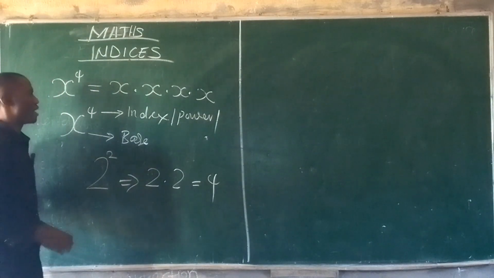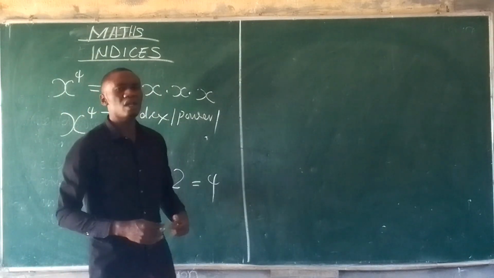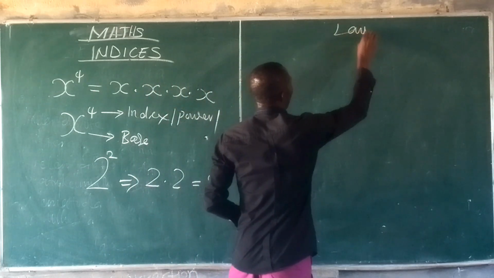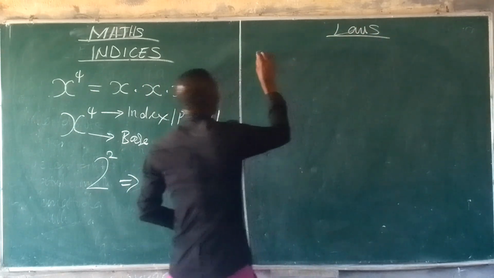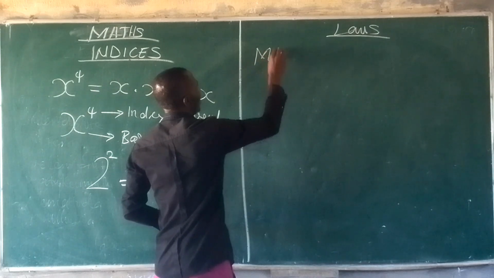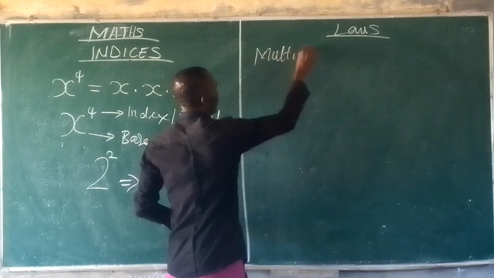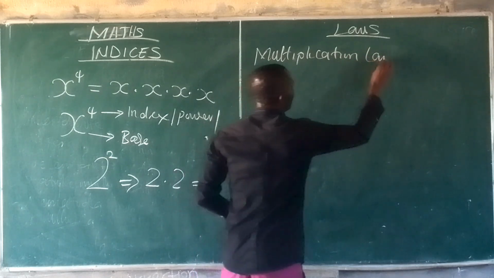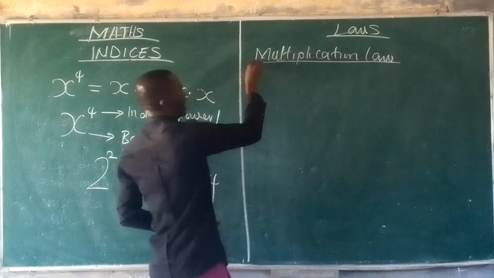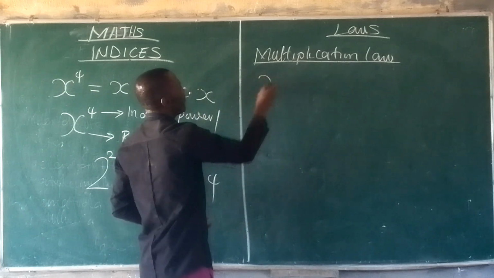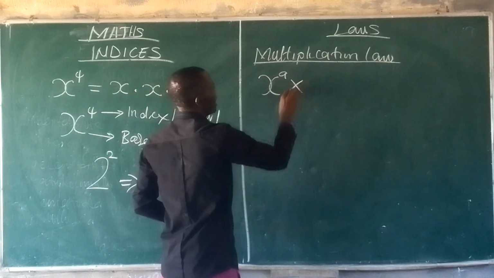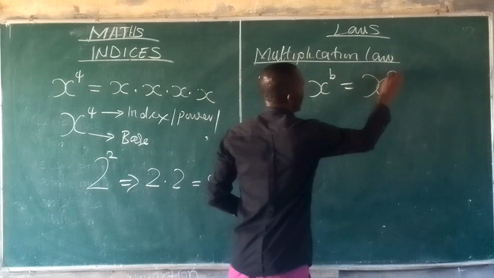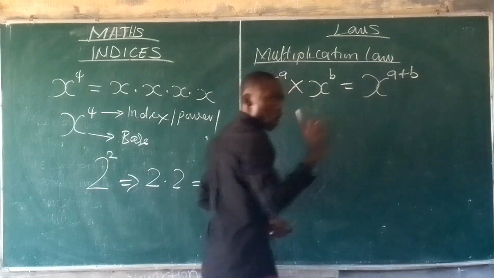Now, having said that, we go to the laws of indices. There are 7 laws of indices. We have the first one, which is the multiplication law. The multiplication law is very easy. It says that when you have x to the power of a times x to the power of b, that is going to give me x to the power of a plus b.